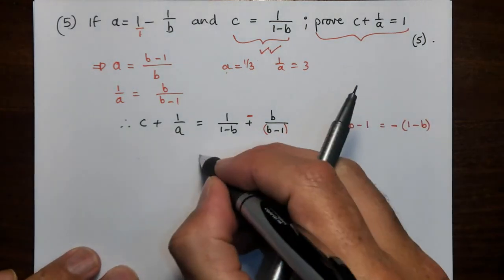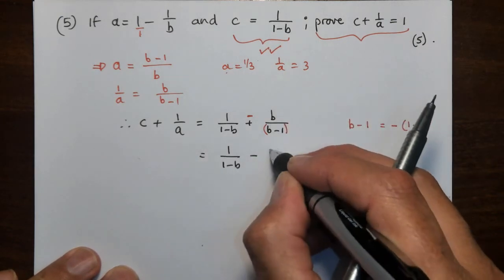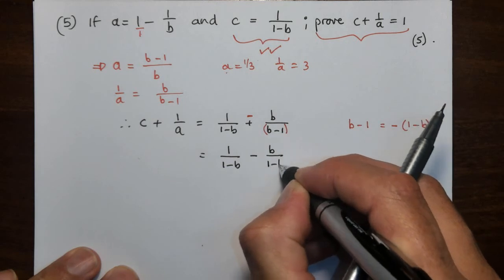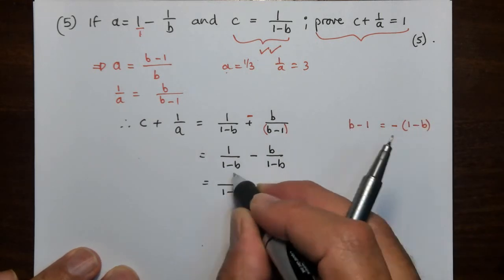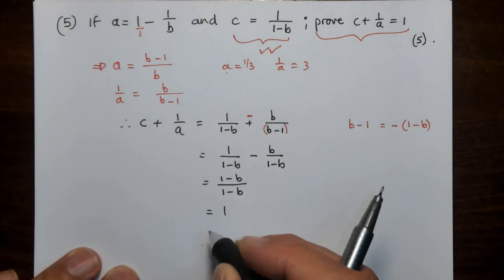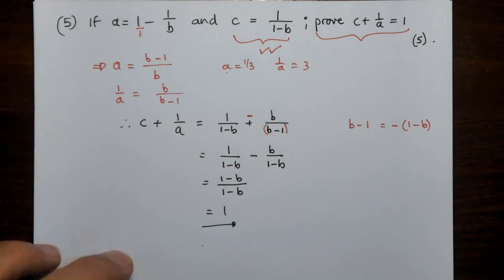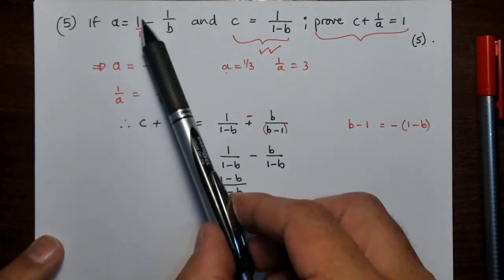Okay, so what do I get? I get 1 over 1 minus b minus b over 1 minus b, and look at that. The LCD is 1 minus b. I have 1 minus b at the top, and that result is indeed 1. Okay, now folks, again, it's dealing with things for what they were, looking at them and identifying them for what they are. These are fractions.